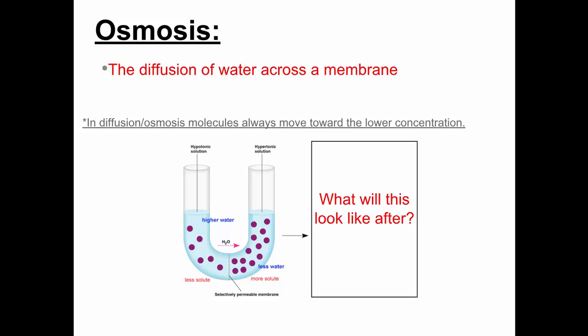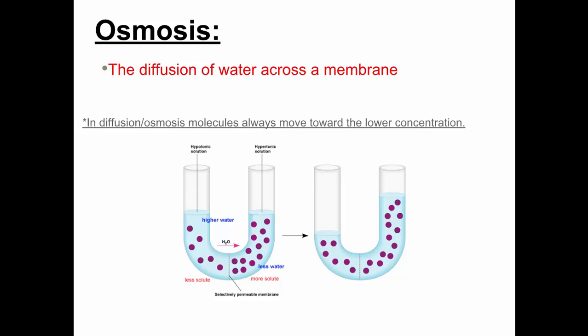Ashley? Yeah, water from this side moves into this side, and they actually take on different heights. How? That doesn't make any sense. Because water can diffuse out.